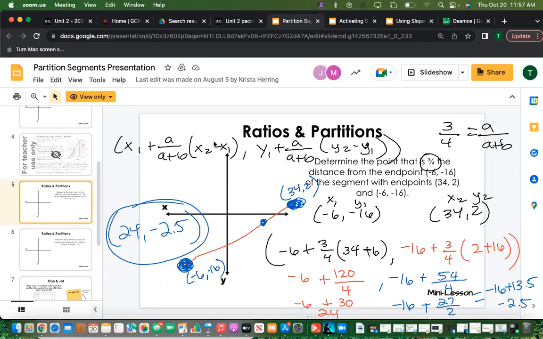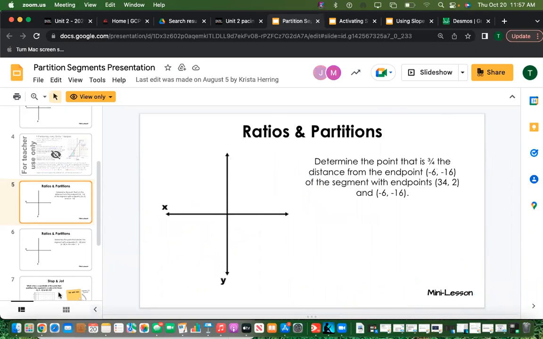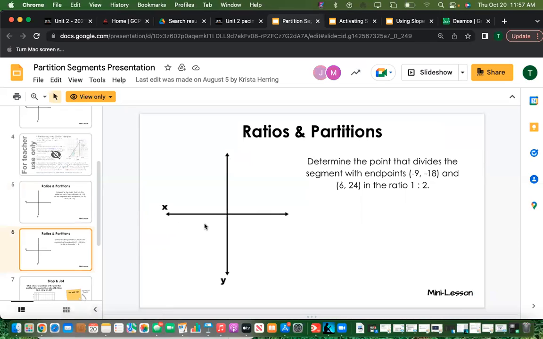All right, so here's the next one. Go ahead and write example 2, which has different numbers. Look at how it's written. It says ratio of 1 to 2.